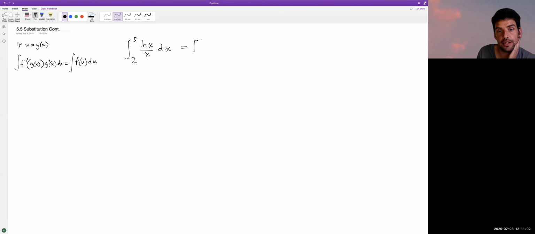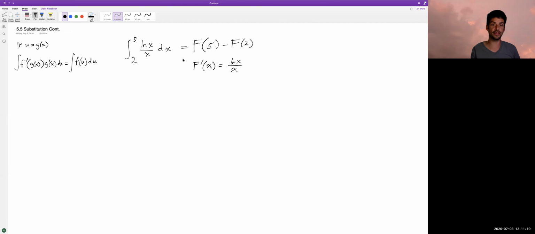We actually have the endpoints. I need f of 5 minus f of 2, where f prime of x is equal to natural log of x over x, right? That's what I need. I need an antiderivative of this function, and I can evaluate it at the endpoints. That's just our definition of the definite integral.